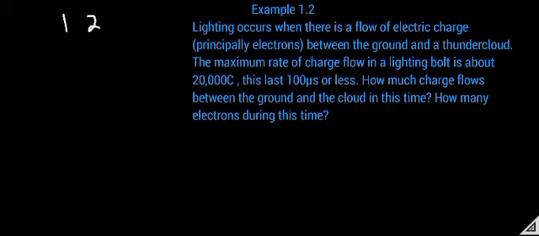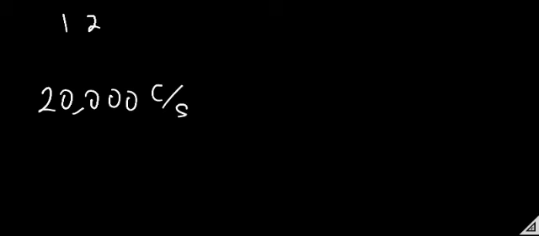Now, what you are given is that the maximum rate of charge flow in the lightning bolt is 20,000. I told you that when charges begin to flow, it's now called electric current, right? So which means that the rate of flow of this charge is 20,000 C over S. And the rate of flow of charges is also called current. So that means that I is equal to 20,000 C over S. And from our formula, we know that I is equal to Q over T.